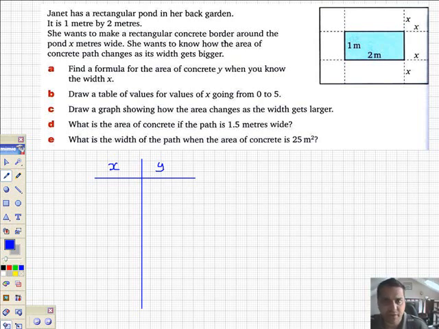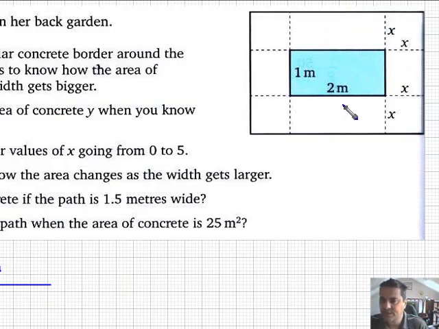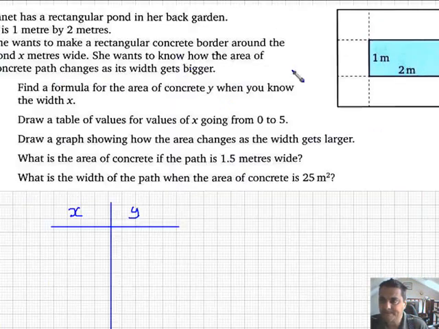Question 5, just a video for that one alone. Question 5, page 114. Janet has a rectangular pond in her back garden. There it is, it's a 1 by 2 meter pond.